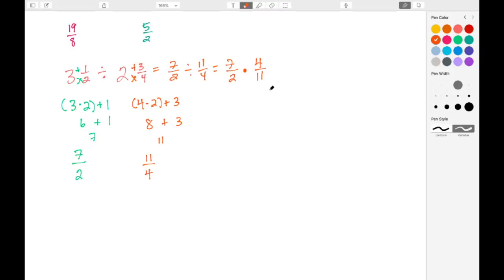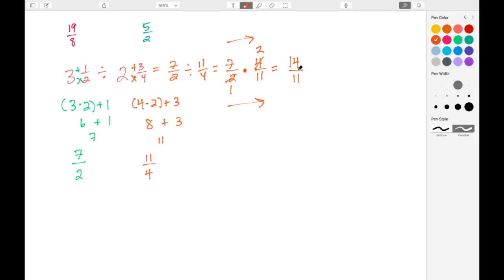And again, I see that we can cross cancel. So here the 2 and the 4 share a factor of 2. Half of 2 is 1, and half of 4 is 2. We multiply across numerators and across denominators. 7 times 2 to give me 14, and 1 times 11 to give me 11.